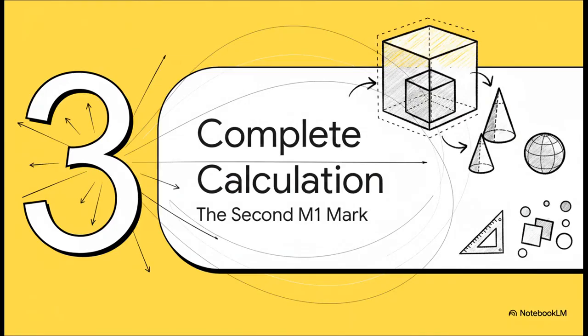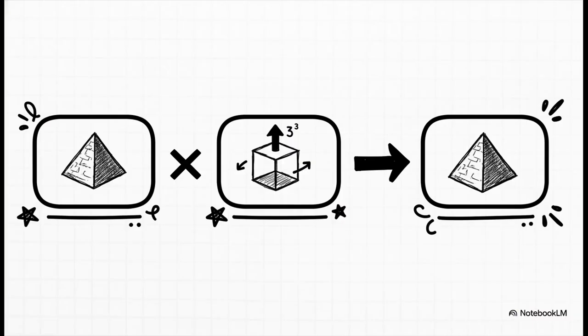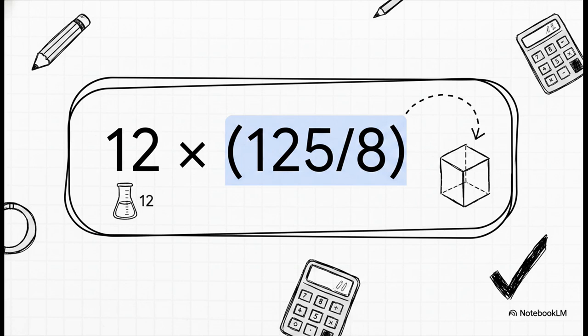Let's keep going. Now we're going to build on this to get the second method mark. We've got our scale factor, so let's actually use it. And the logic here is really simple, right? We want to find the volume of the big shape, B. So we just take the volume of the small shape, A, and multiply it by that volume scale factor we just figured out. All right, let's plug in the numbers. We take the volume we know, which is 12, and we multiply it by our scale factor. That's 5/2 cubed, which is 5 times 5 times 5, 125, over 2 times 2 times 2, which is 8. So it's 12 times 125 over 8. Now, just setting it up like that is what the mark scheme calls a complete method.